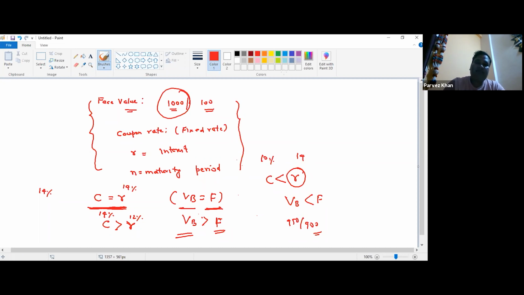Sir, tell me. You can unmute yourself and tell, I'm not able to hear. Sir, can you tell me what is face value and coupon rate? Face value is the amount which the company has borrowed from the investor, or you can also say it is the amount which the company has promised to pay at the time of maturity. Coupon rate means the benefit which we are going to give to the investor, that is the fixed interest. Is it clear? Any doubt?